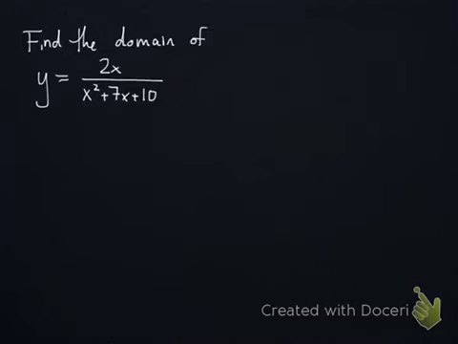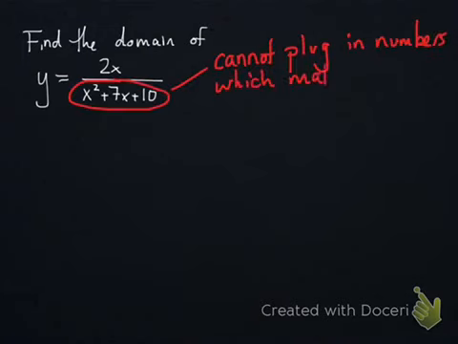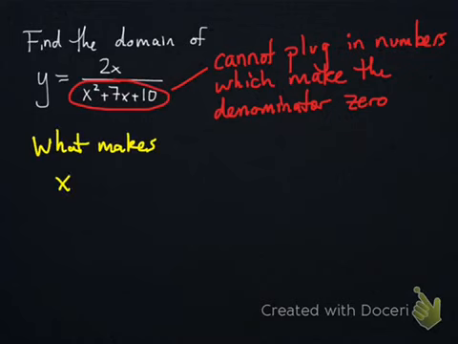Let's try to find the domain of this relationship. Y is equal to 2x divided by x squared plus 7x plus 10. Now if you remember about domain, it's all the legal numbers that you can plug in. So we need to figure out which numbers we cannot plug in. Of course, you know with fractions you cannot divide by 0, so we need to figure out what numbers make the denominator equal to 0. These are the illegal numbers.